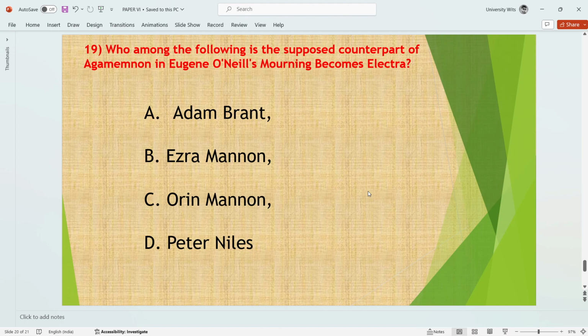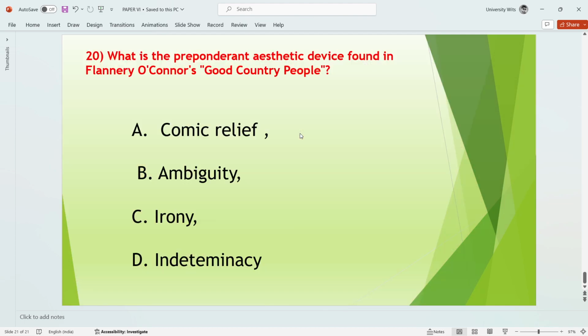Let's talk about the last question of this paper 6. What is the preponderant aesthetic device found in Flannery O'Connor's Good Country People? Comic relief, ambiguity, irony, identity.